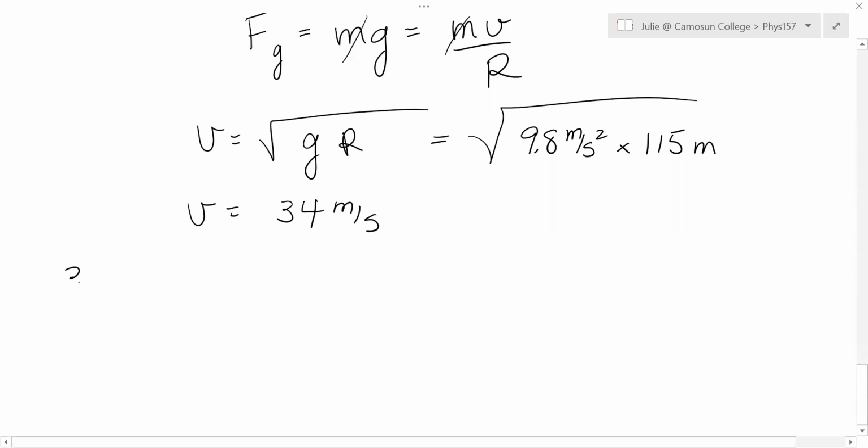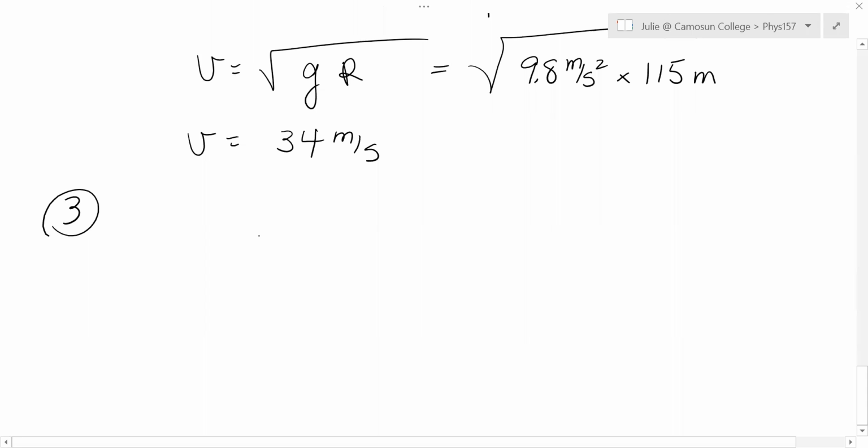Okay, number 3 says a bucket of mass 2 kilograms is whirled in a vertical circle of radius 1.2 meters. The lowest point of its motion, the tension in the rope supporting the bucket, is 25 newtons. We want to find the speed of the bucket, and then again we want to know how fast you have to twirl it so it doesn't go slack at the top.